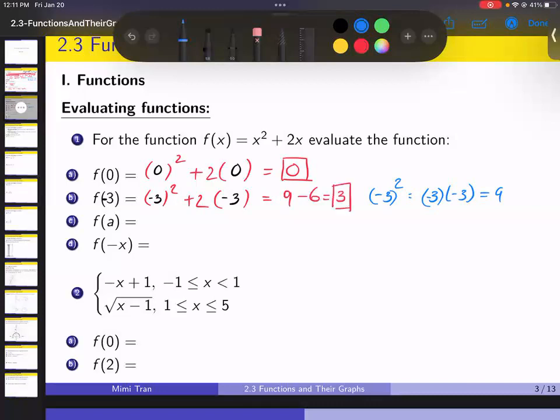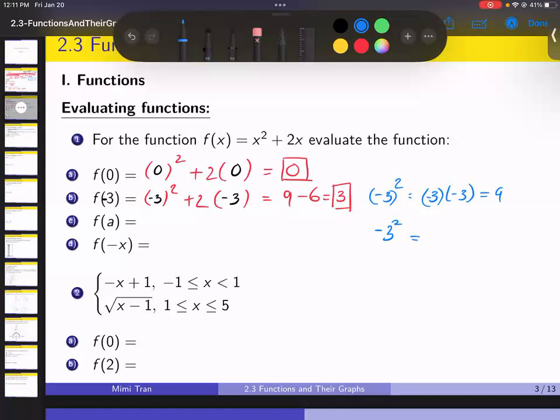Now be careful. Let me tell you the difference between the -3 inside the parenthesis and then you square, and the one without the parenthesis, which is usually where you got the wrong answer because you put this in your calculator. This means what?